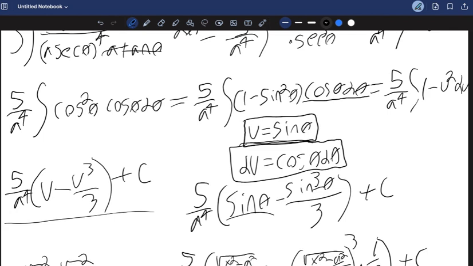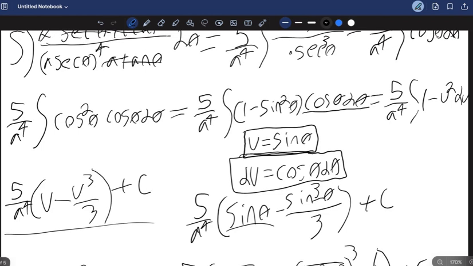Yeah, so we had cosine theta cubed, and with an odd power, we're able to split it using the Pythagorean identity, 1 minus sine squared theta, which is trig function integration. And then by saying u is sine theta, we have a cosine theta to help turn into du.